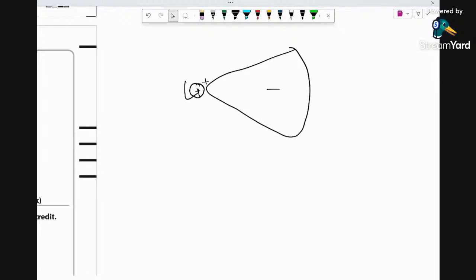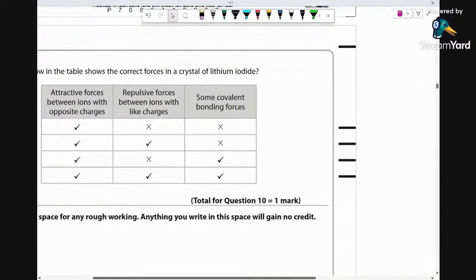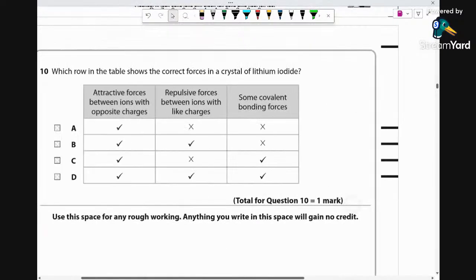I totally get it. You've just got to be aware that A-level steps away from that, and it's now the difference in electronegativity. So it's just got a little bit more details going on here. This is a really tricky one, some covalent bonding forces, yes. This is definitely covalent character. So A and B are now out the window because this is definitely going to be ionic with covalent character. Yeah, it has to be.